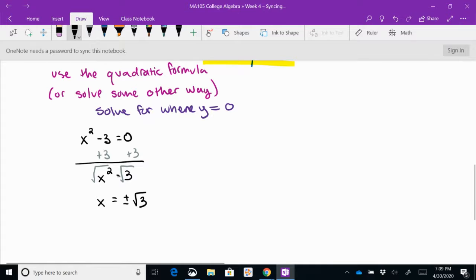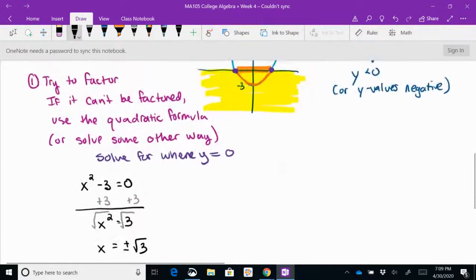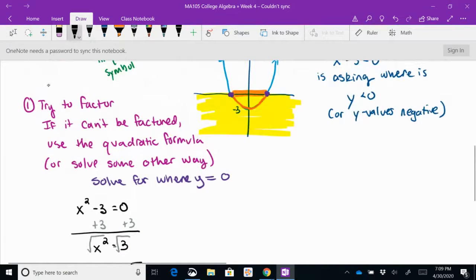So I have two x values. So if I go back to my graph, we now know one of these is negative square root of 3. The other one is positive square root of 3.